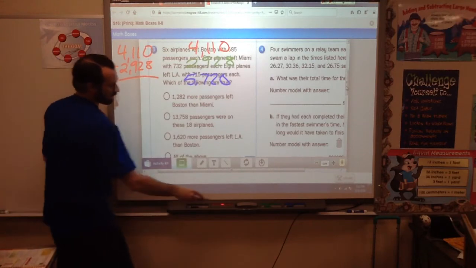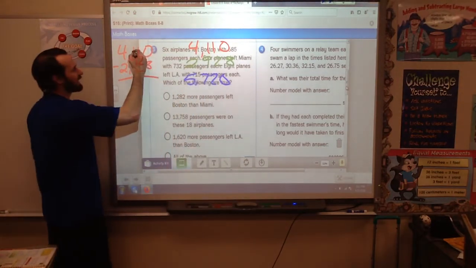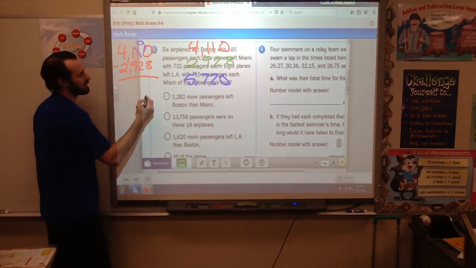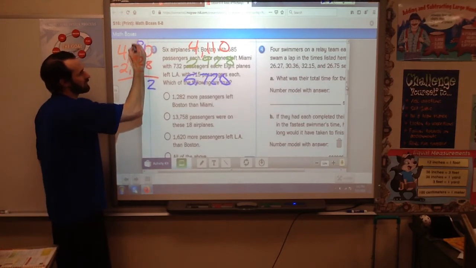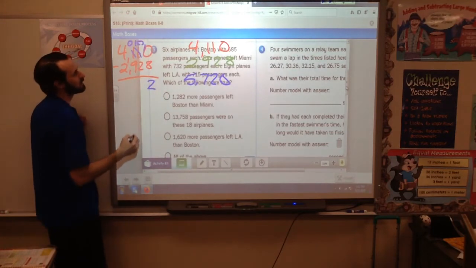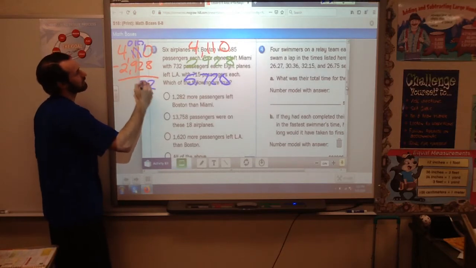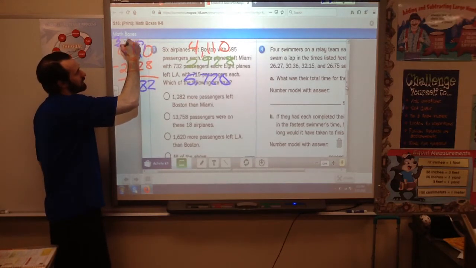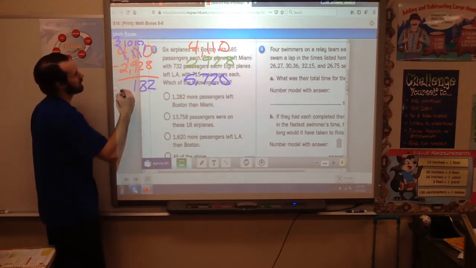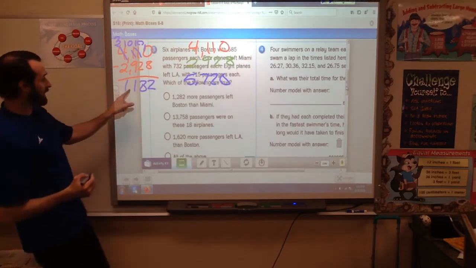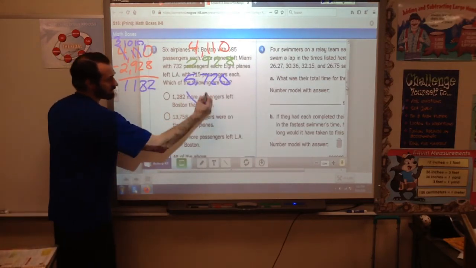Alright? So I can't do that. I got to cross this out, make it a 0, make that 10. 10 minus 8 is 2. Can't do that. Got to cross it out, make that a 10. 10 minus 2 is 8. Can't do that. Got to make that a 3. That becomes 10. 11 minus 9 is 2. I get 1,182, so this one is not correct.